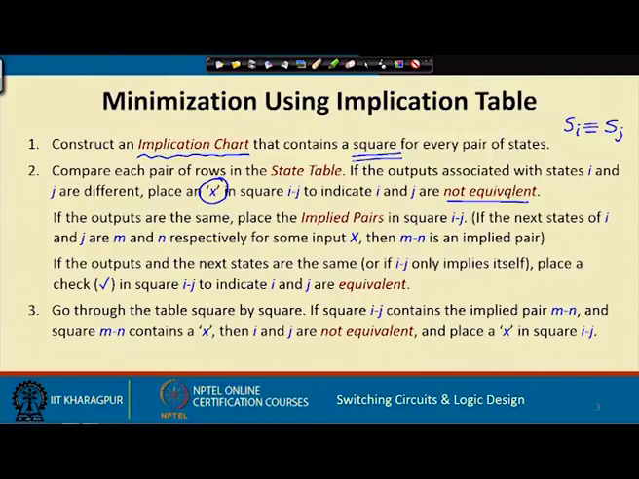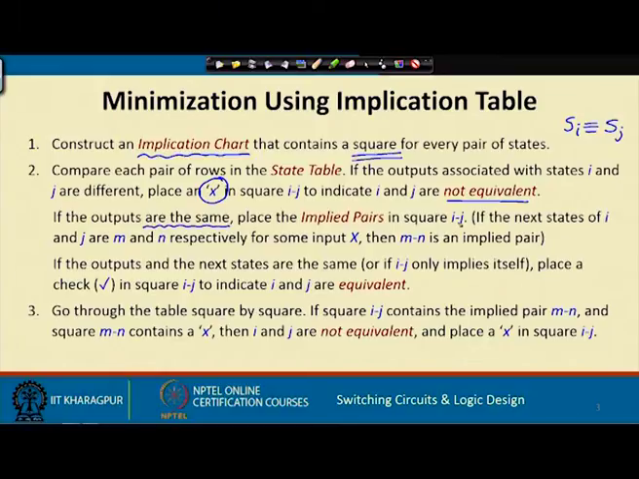But if we find that the outputs are the same, then we place something called implied pairs in the square ij. What is the meaning of the implied pairs?